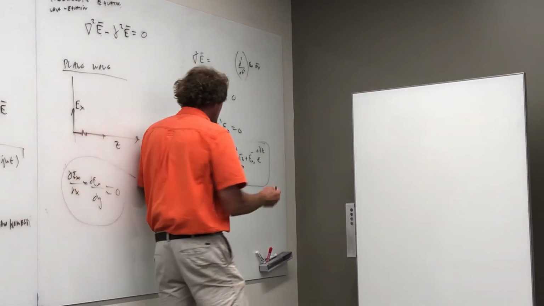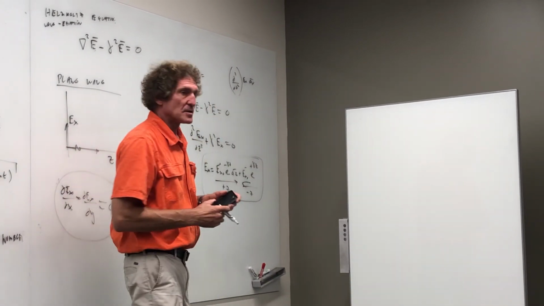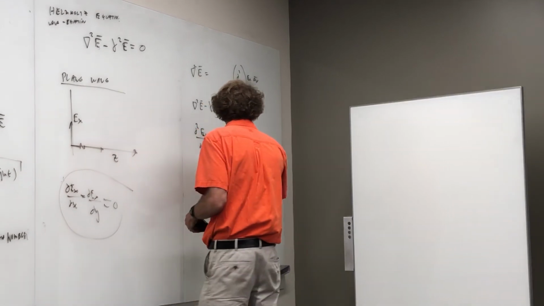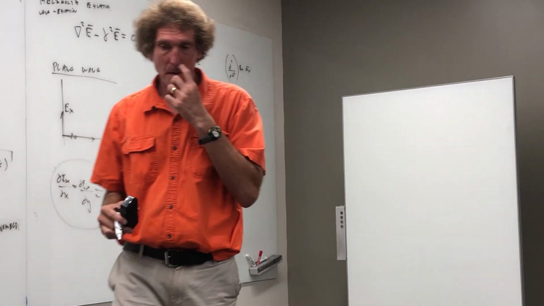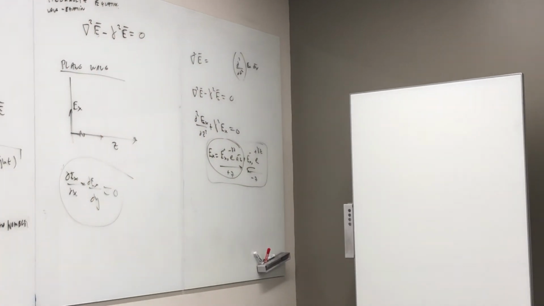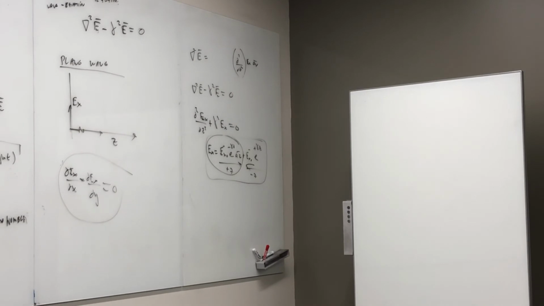And what about this one over here? That would be a negative traveling wave, minus the direction. So this is the general solution for the E field, right there in the phasor domain for a plane wave.